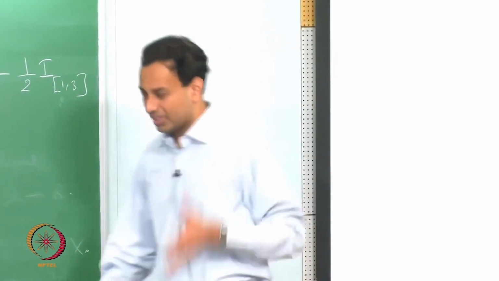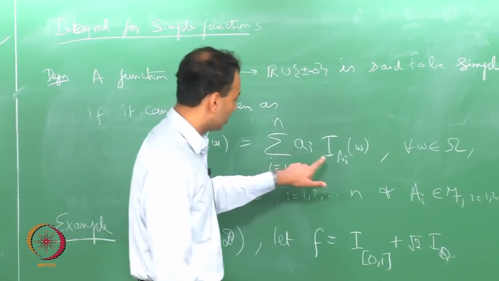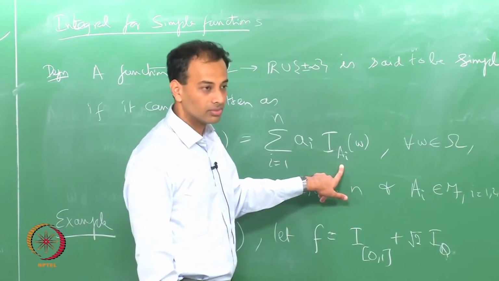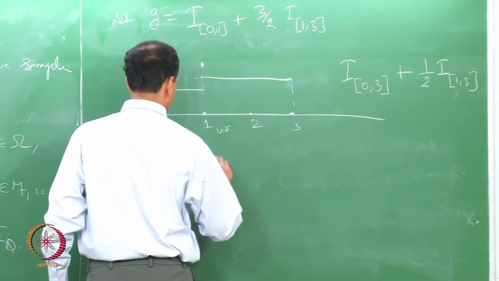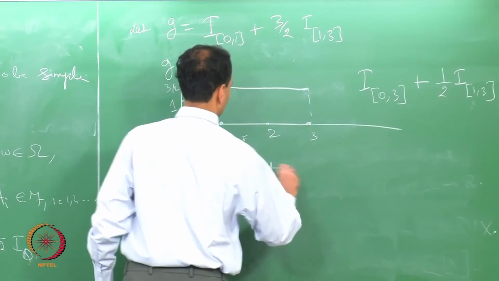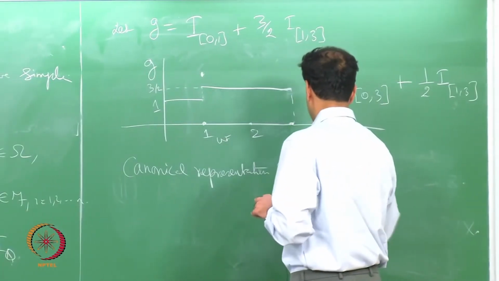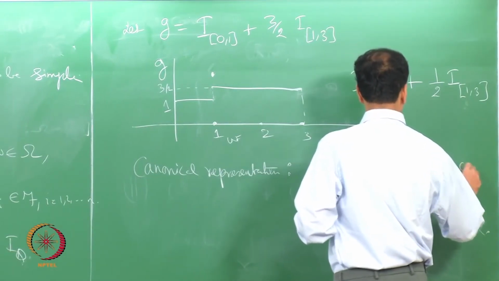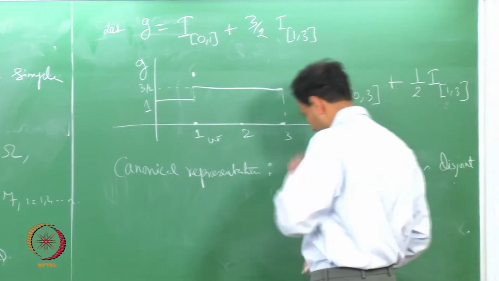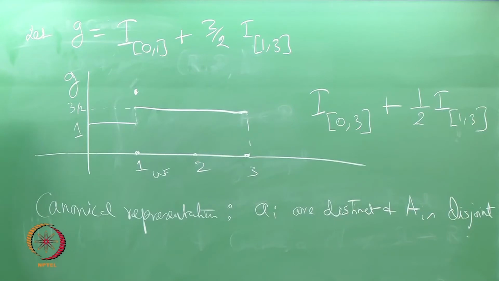Now, just to fix ideas, we will say that a particular representation is canonical if the little a_i's are distinct and the big A_i's are disjoint. So, there are multiple representations, and I am going to consider canonical representations, where little a_i's are distinct and capital A_i's are disjoint.